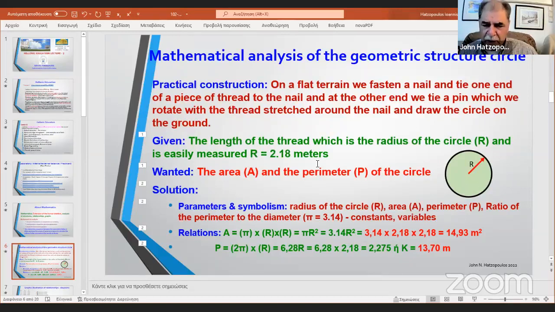It's given here as an example, the radius 2.18 meters, and we want to calculate the area and the perimeter. Area and perimeter are very hard to measure, okay? But we can calculate them very easily. How? Here are the relationships. For instance, the area is equal to the constant pi, which is 3.14, multiplied by r, the radius squared. And this is the result, 14.93 square meters. The perimeter is two times pi, again 3.14, multiplied by the radius, and it is 13.70 meters. So things that are difficult to measure, we find out their value. You can see how we can get them very precisely by doing calculation.